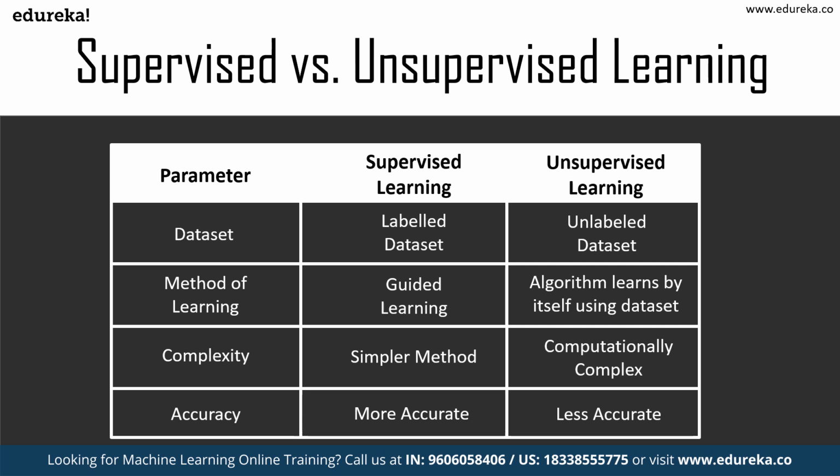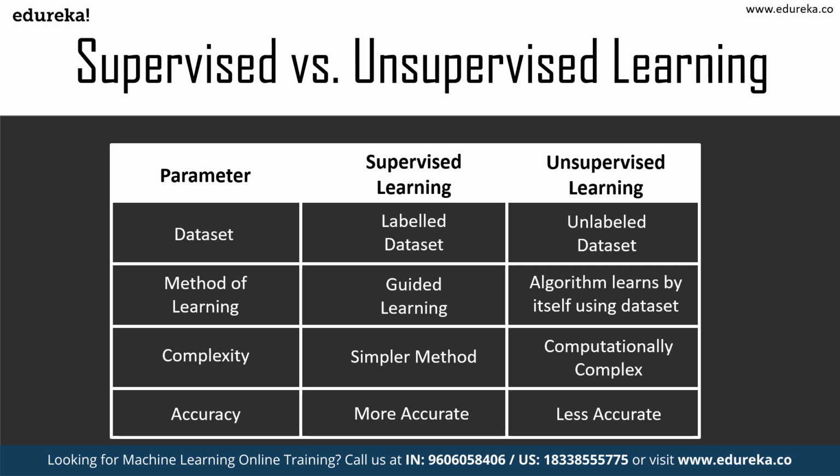In supervised learning, the data set is always labeled, whereas the data set is unlabeled in unsupervised learning. The method of learning in supervised learning is guided, meaning that you are guiding the algorithm to learn, whereas in unsupervised learning, the algorithm learns by itself using the data set. For complexity, unsupervised learning is much more complex than supervised learning. And supervised learning is more accurate, while unsupervised learning may be less accurate.